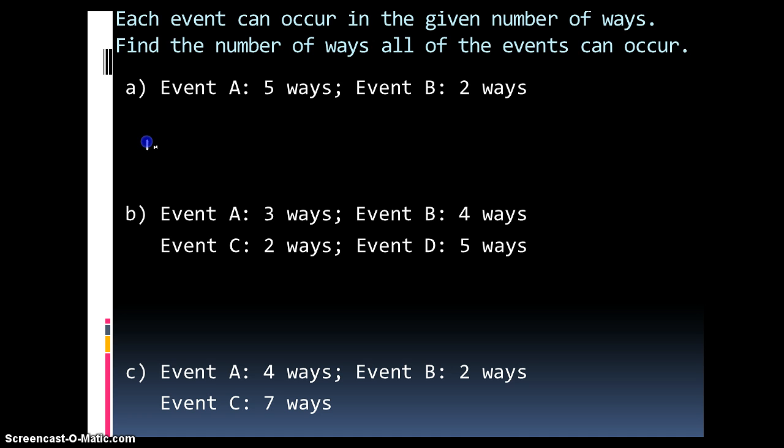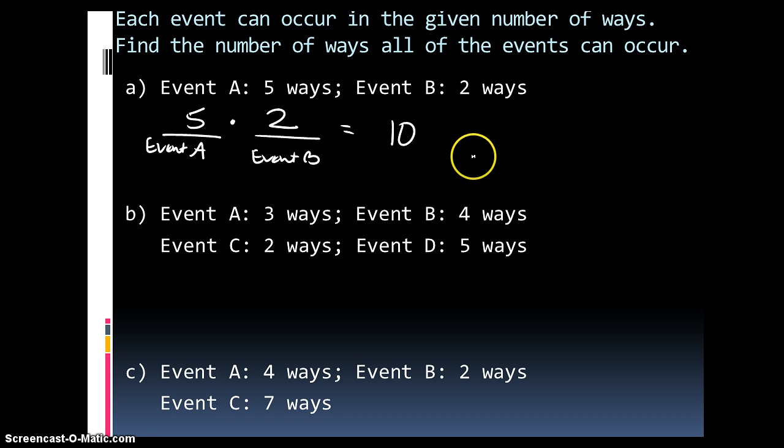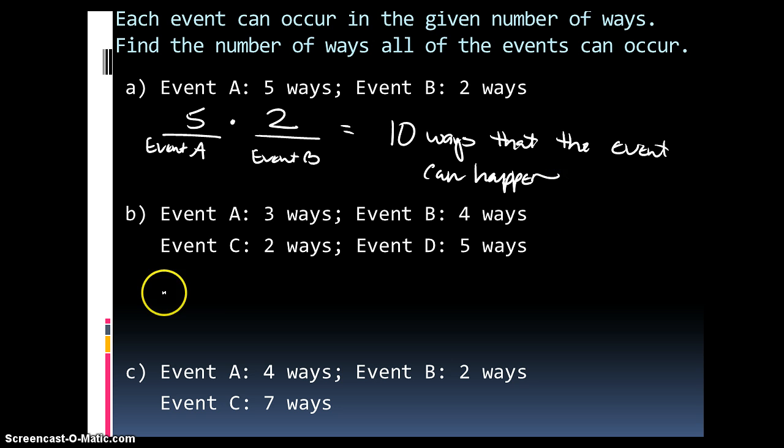Well, for event A, there are 5 ways, and for event B, there are 2 ways. So altogether, if I'm using the counting principle, I should just multiply 5 times 2 and know that there are 10 ways for this event to happen. 10 ways that the event can happen. All right, so for the next one, you have event A, you have event B, C, and D.